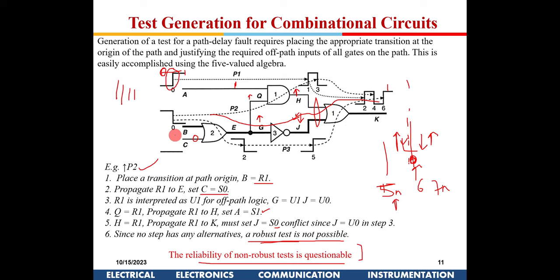One more doubt, sir. We are propagating R1, so there will be no R0 because rising 0 will not be there. F1 will not be there either. There are two edges, and the names given to these edges are: this is given as R1, and this is given as F0.